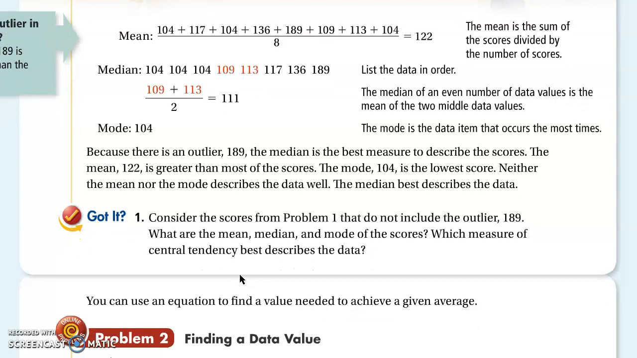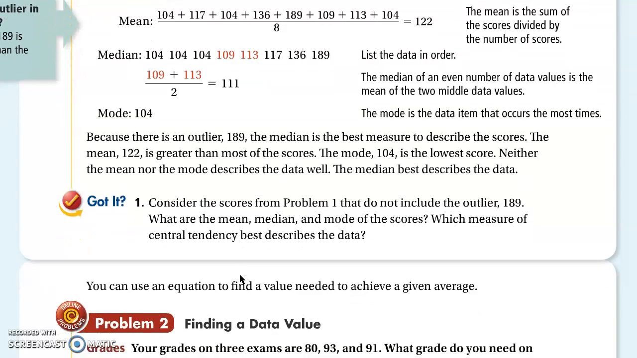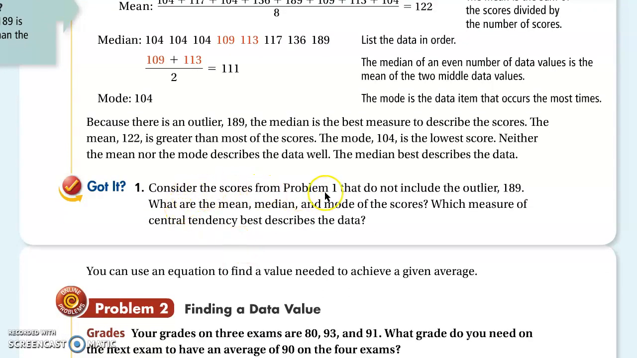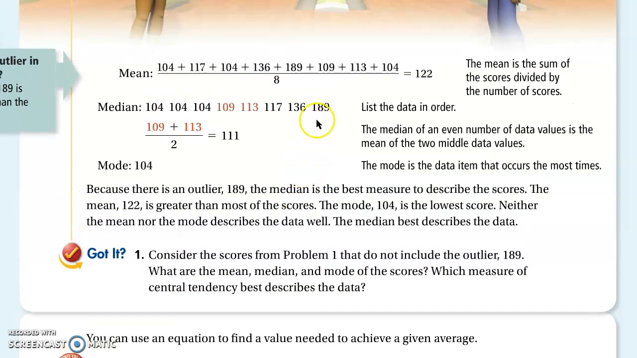Cool. Now, got a question number 1 we don't have to actually do, but we can just talk about it real quick. It says, consider the scores from problem 1 that do not include the outlier 189. So let's pretend 189 didn't exist. So how would I find the mean? I would add these numbers and divide it by 7. How would I find the median? Well, because there's 7 digits, there would be a number right in the middle. That would probably be 109. And then the mode would still be 104.